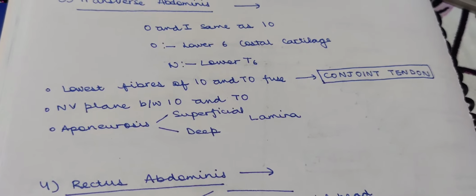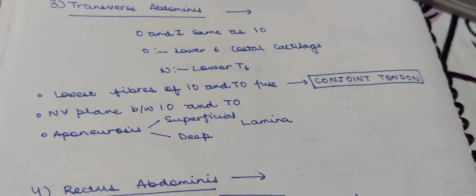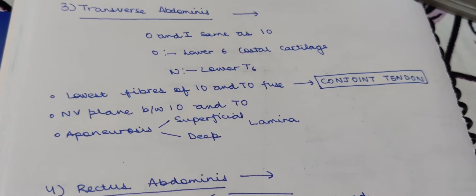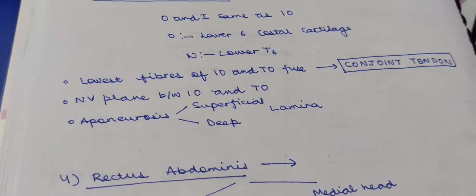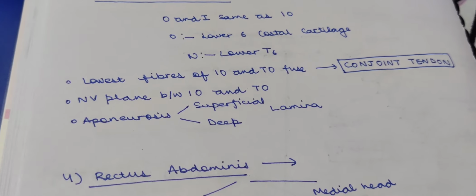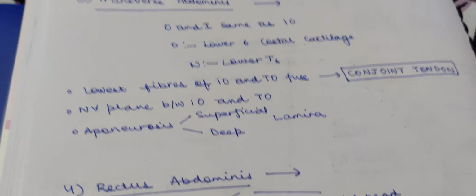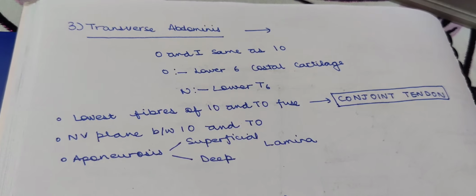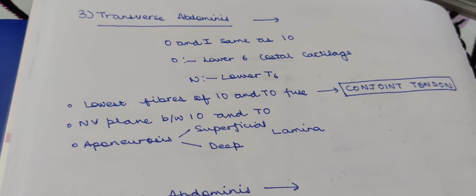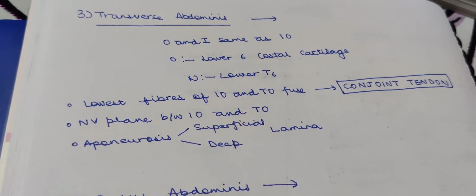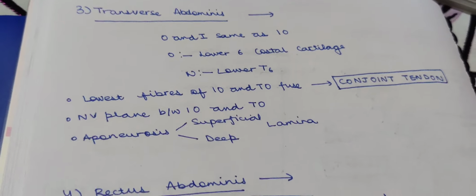Lowest fibers of internal oblique and transversus abdominis fuse to form the conjoint tendon, and there is a neurovascular plane between the internal oblique and transverse abdominis. The aponeurosis of transverse abdominis divides into superficial and deep lamina, which interdigitate with the deep and the superficial lamina of the other side respectively.